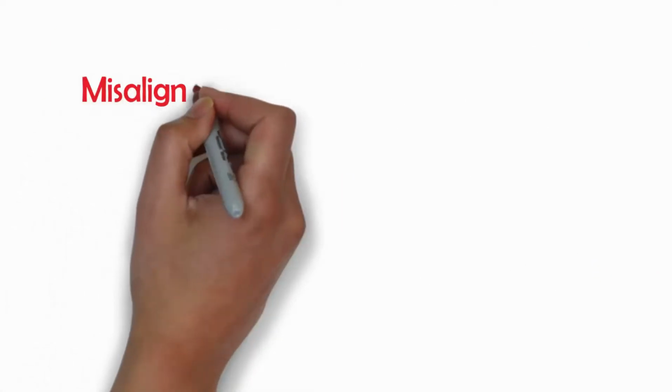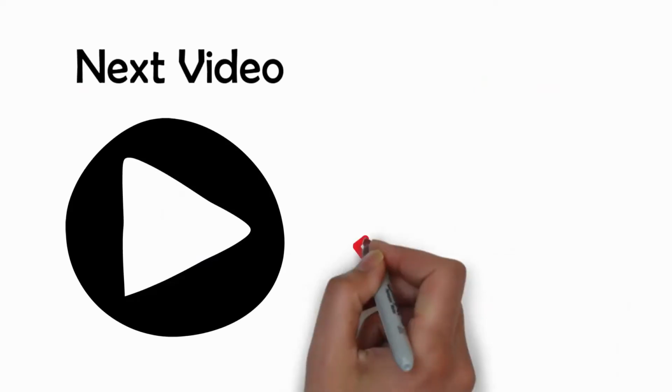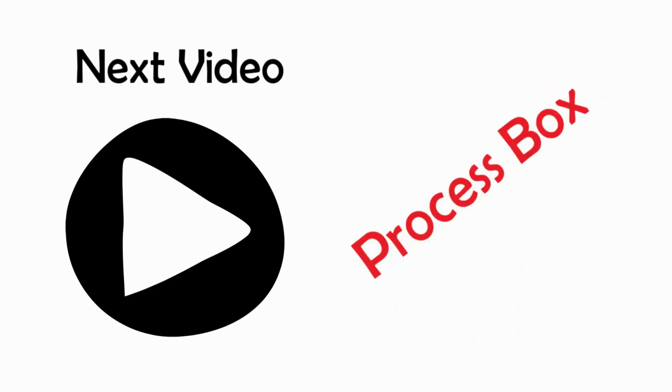Do not underestimate the misalignment of the customer demand. How can you serve the customer if 4 people know different numbers? In the next video, I will speak about the second element of the value stream map, the process box.